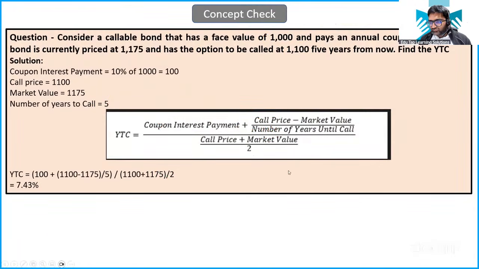Around 7.43. Very good. Some of you have been able to do it. Yes, I think 7.43, by Krishna 47.